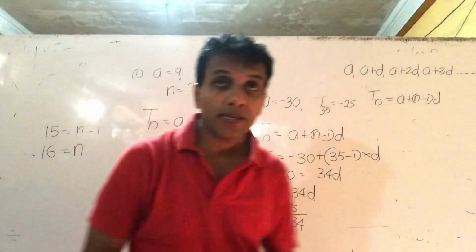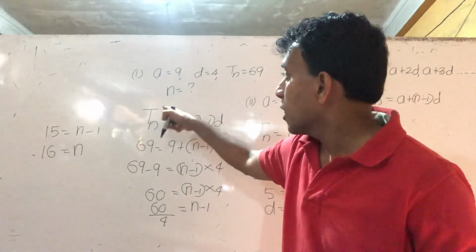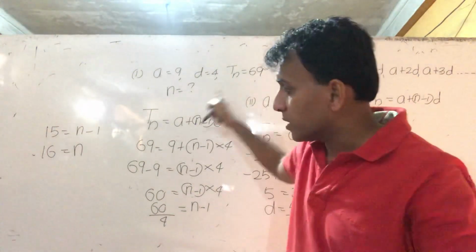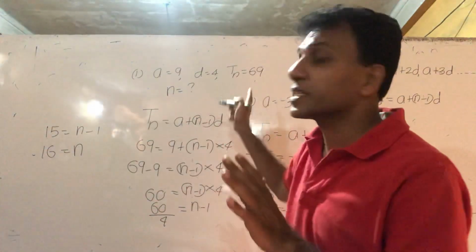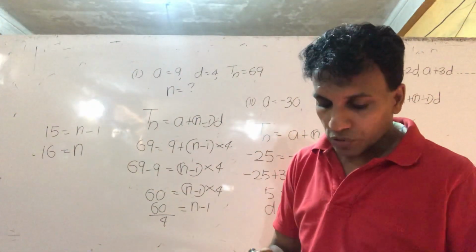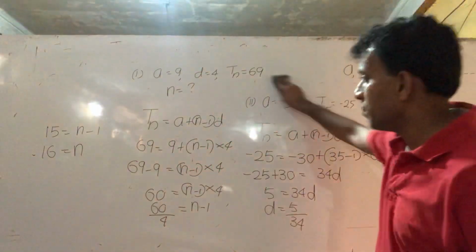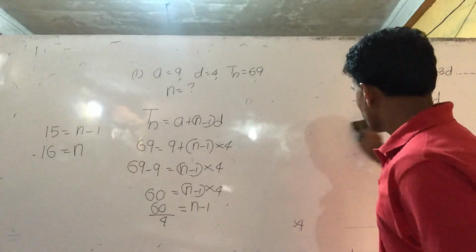Therefore, the answer here: there is an arithmetic series. First term is 9. Common difference is 4. Which term is 69? 16th term, right? 16th term is 69. And the important question. Now you can answer the second problem of this type also.